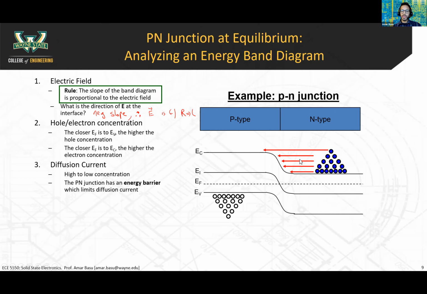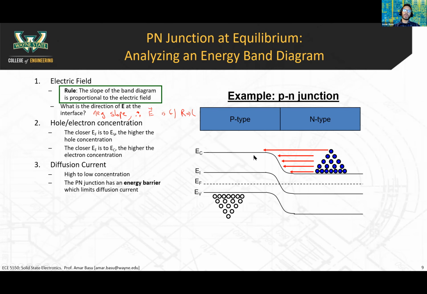But I'm going to try to explain why it's like this. We accept the fact that some electrons have a higher energy than others, but there are just fewer electrons at these higher energy states. The ones that are at higher energy states can diffuse over to this side.